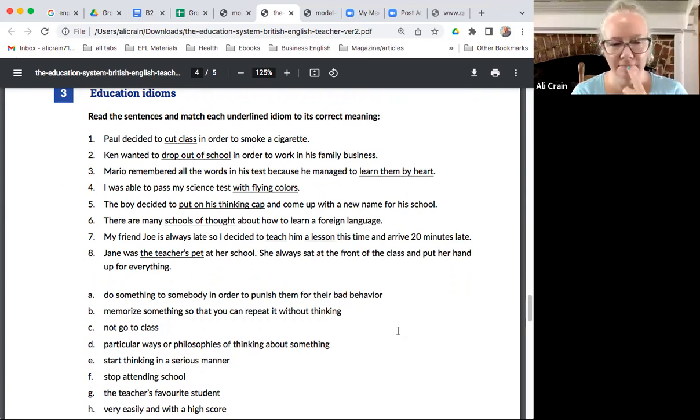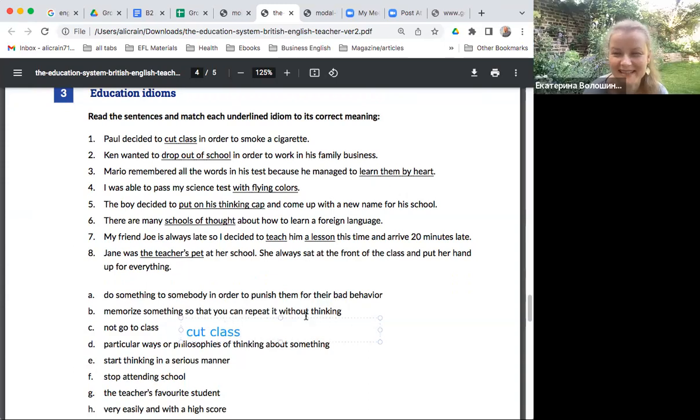Very easily, the teachers were substanding attending school. Do something to somebody, not to punish them for their bad behavior. Oh my God, memorize, not to go to class. C. Right, correct. Despite the fact that it sounds very weird to me. Not going to class.